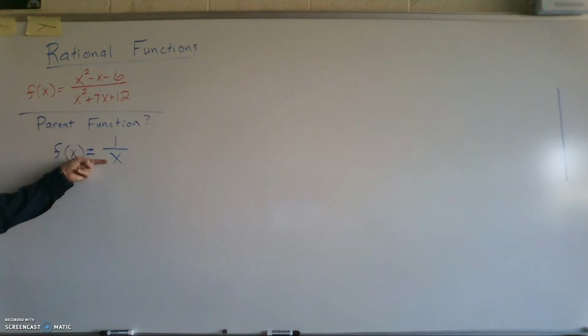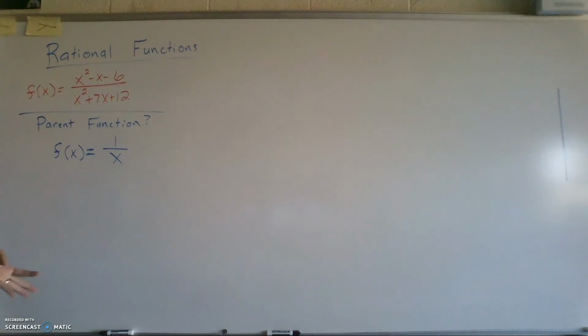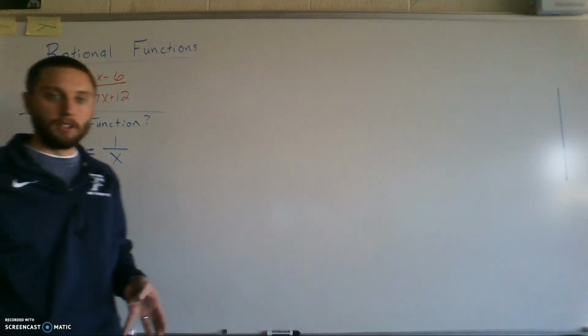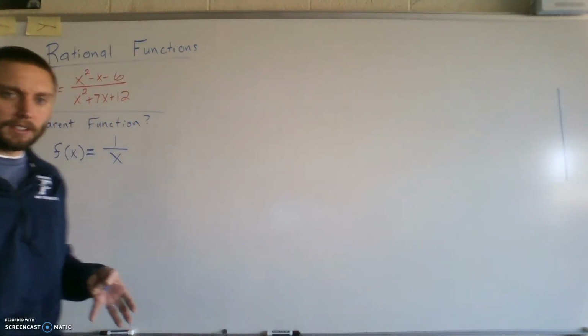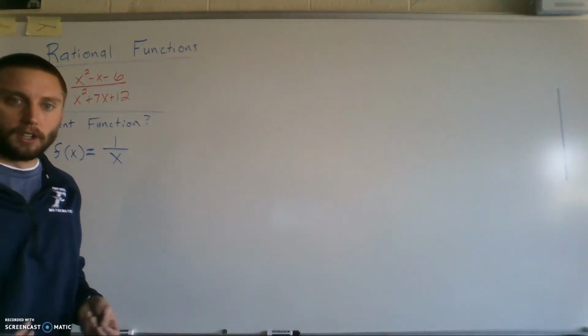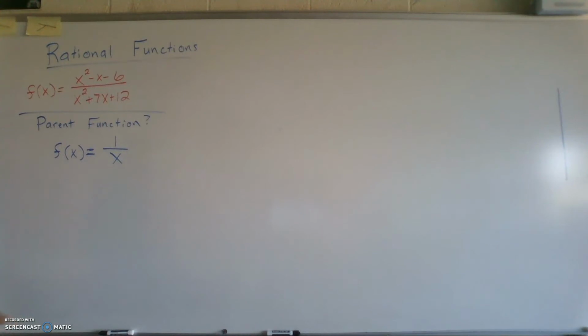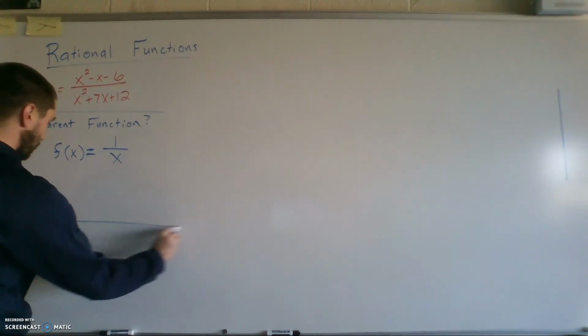We have some sort of expression on the top, we have an expression on the bottom, and this creates some sort of rational function. So my first question for you is, what are some things that you remember about this parent function? Like, what were some features that this graph had? Do you guys remember what this looked like?